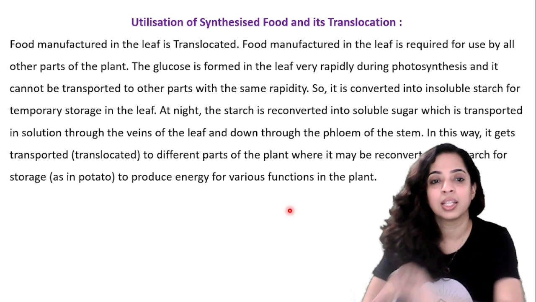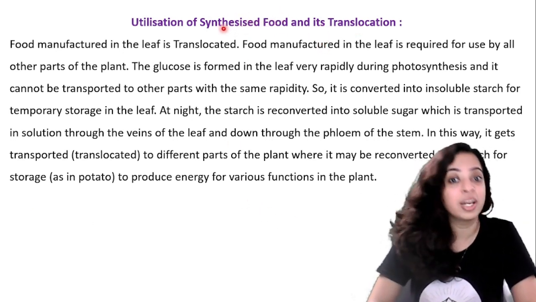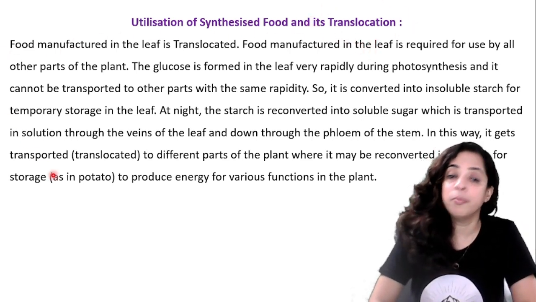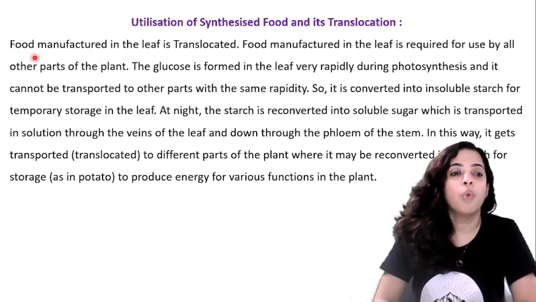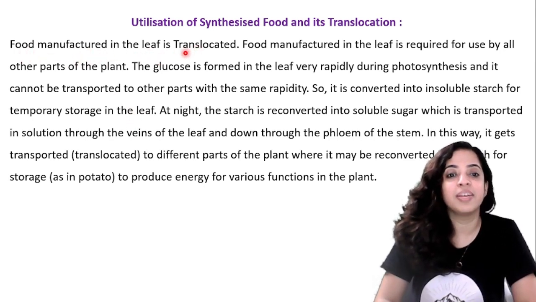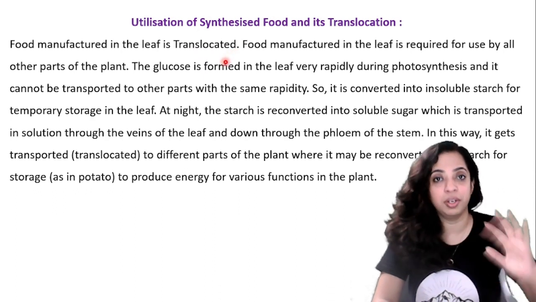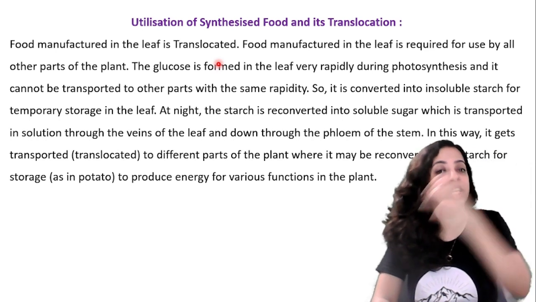Now what happens to the synthesized food, the food that has been produced, and how is it translocated? This is very important from the MCQ point of view, my dear children, so pay attention. Food manufactured in the leaf is translocated. We don't call it transported. We call it translocated because it changes its location.